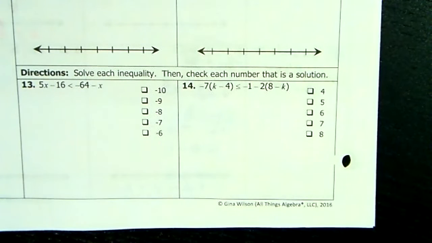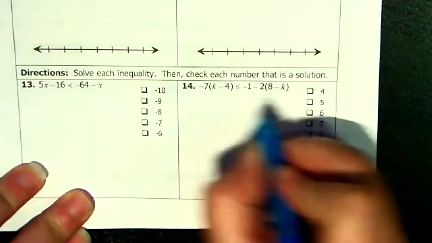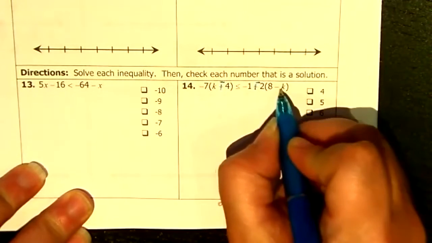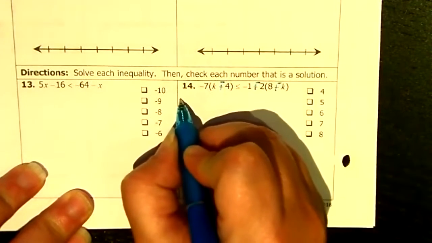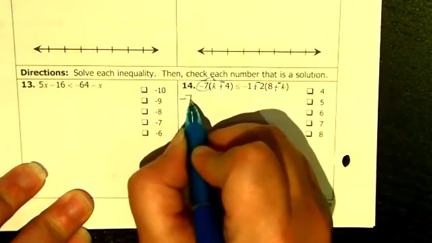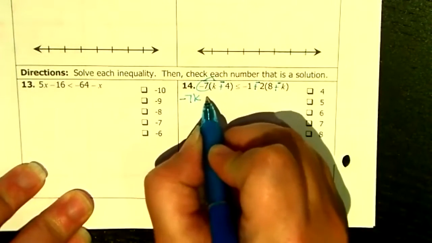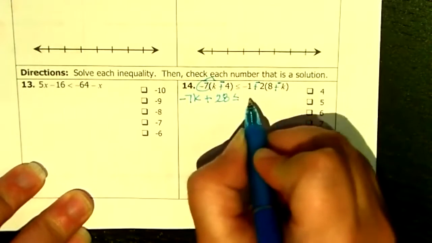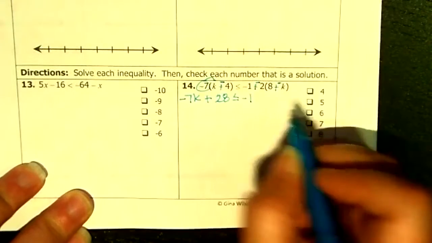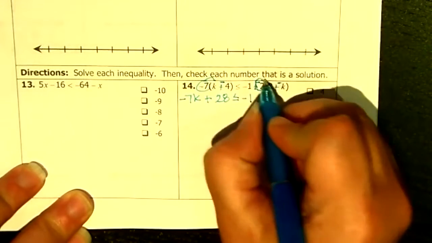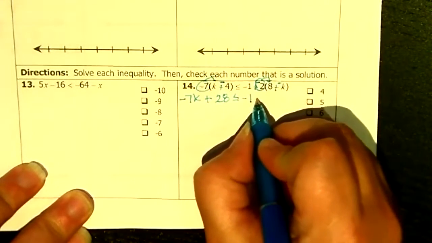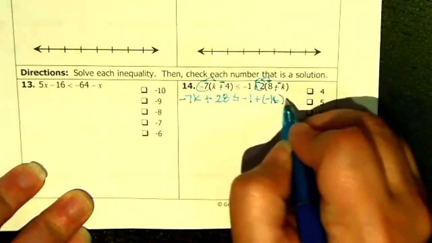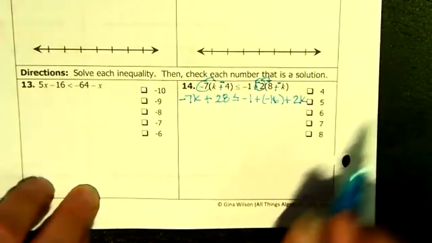All right, we're solving. Here we go. We distribute first. I'm going through and changing all my minuses to plus a negative. So I'm going to have -7k plus -7 times -4 gives me 28. Is less than or equal to, -1's not multiplying, so I just bring it down. Now I'm doing -2 times 8, so that's going to give me plus a -16. Then I have -2 times a -k, so that gives me a positive 2k.